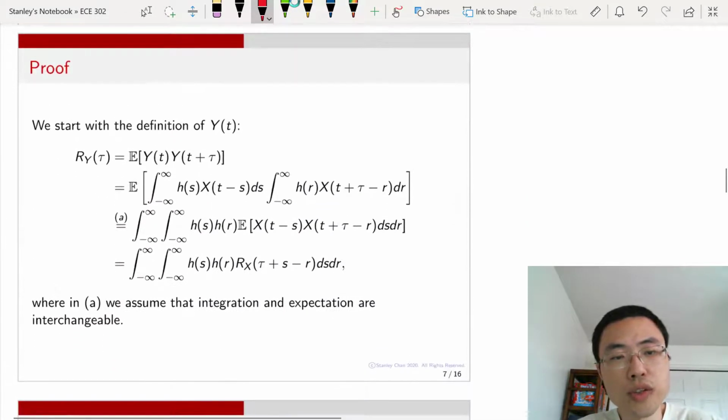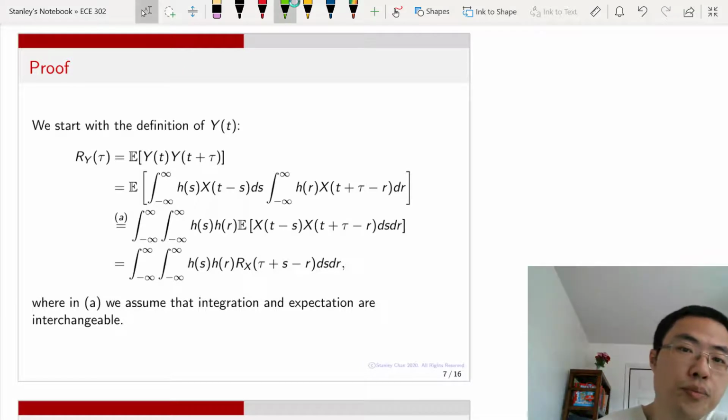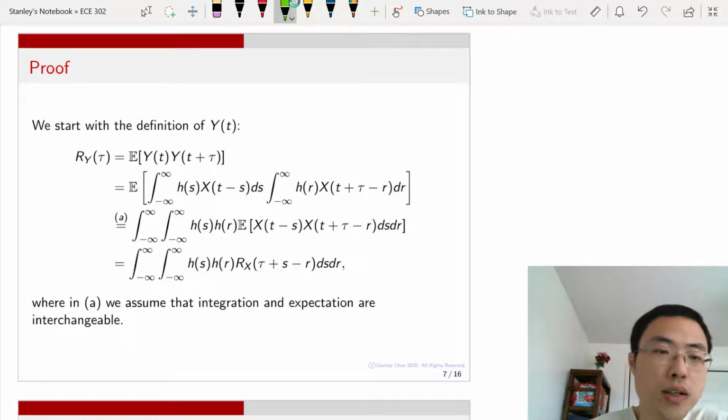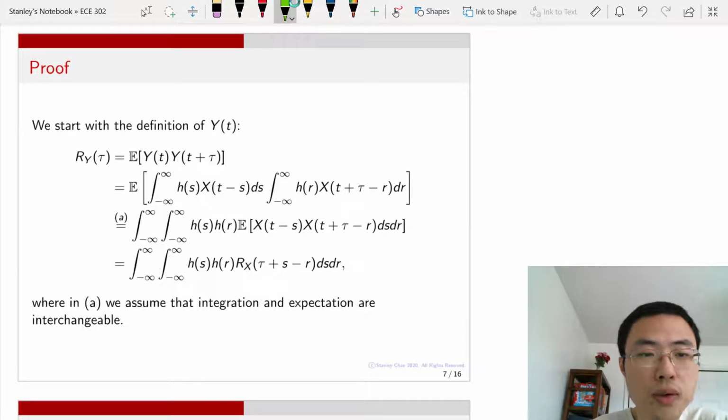So how do we prove this extremely complicated result? Well, in fact, the proof is not difficult. The proof goes with the following. You have Ry of tau, you can write it as y of t and then y of t plus tau. The order of this y of t and y of t plus tau doesn't really matter because this autocorrelation function is symmetric. Then you put the expectation here, and then inside each of them you have this convolution.